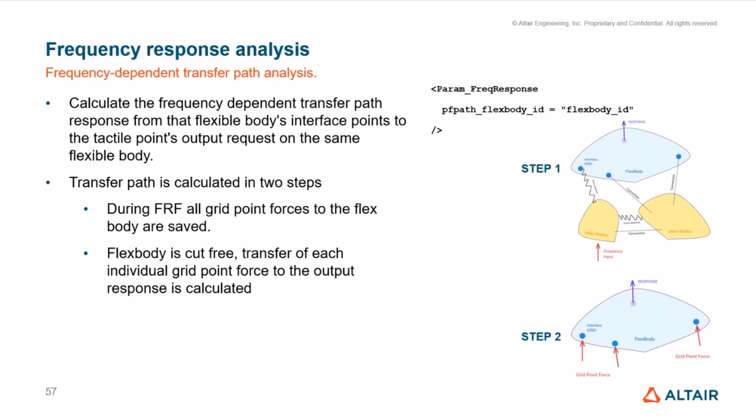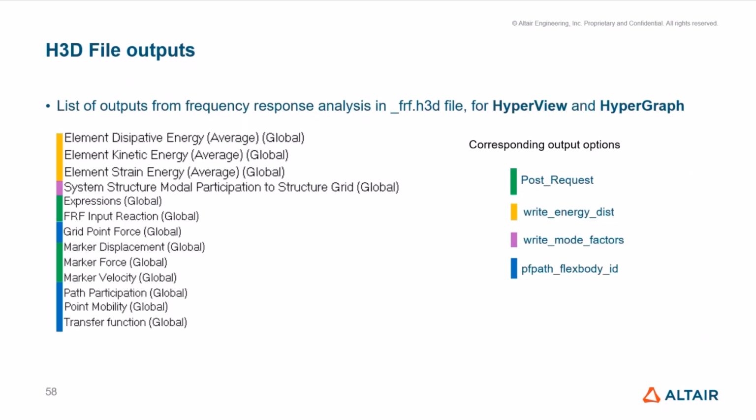The next major feature is the transfer path analysis for flex bodies. So we calculate the transfer path for all the flex bodies in the model. For this, you need to specify the PF path flex body ID equal to the ID of the flex body. This is done in two steps. The first step is we calculate all the grid point forces on the flex body and we save that. And we cut the flex body and transfer each individual grid point force. We calculate the transfer function for each grid point force to the output response.